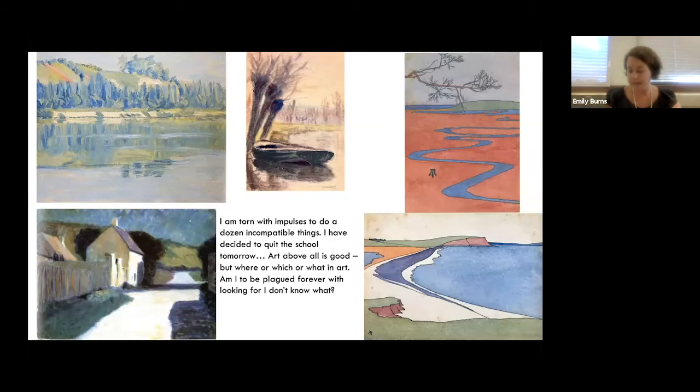To Hovey, he described his engagement with many styles, quote, I am torn with impulses to do a dozen incompatible things. I have decided to quit the school tomorrow. Art above all is good, but where or which or what in art? Am I to be forever plagued with looking for what I don't know what? For Meteyard, the Vagabond allegorized this kind of language of searching and selecting. His wandering serves as a metaphor for his stylistic fluidity and non-fixity.